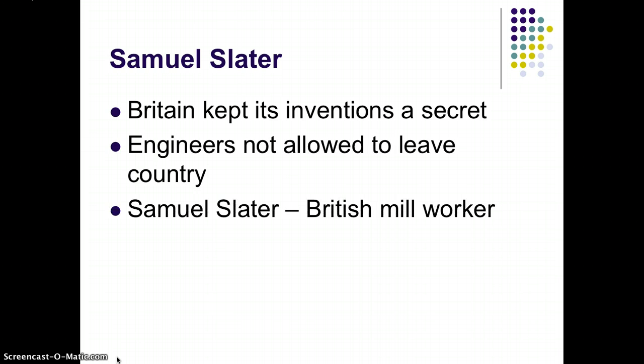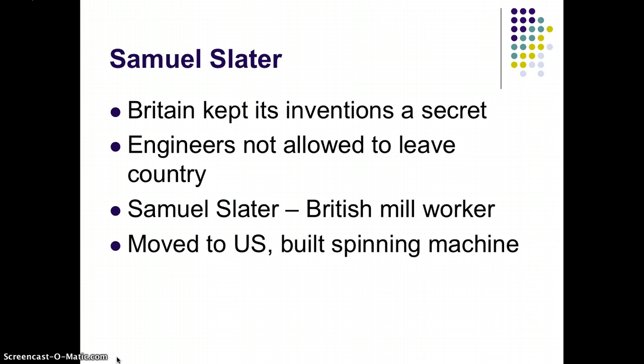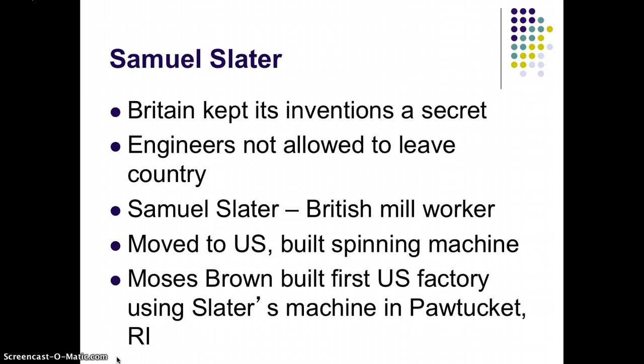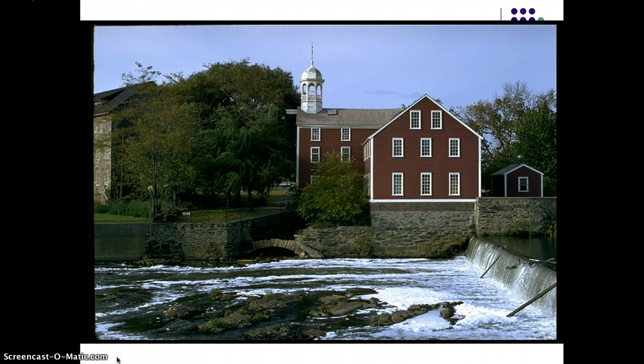It was so strict. But Samuel Slater is a British mill worker, and what he does is he actually memorizes in his head over time all the plans for the factory, basically memorizes how each part of this mill works. And then he applies to leave the country as a farmer and go farm in the United States. So he moves to the United States, and when he gets here, he draws out the plans, he builds a model spinning machine, and links up with Moses Brown of the Brown family, a very wealthy family in Rhode Island. And Moses Brown uses Samuel Slater's machine to build the first factory in the United States, which is Slater Mill in Pawtucket, Rhode Island. So that's the beginning of the Industrial Revolution in the United States. Starts right in our backyard at Pawtucket.